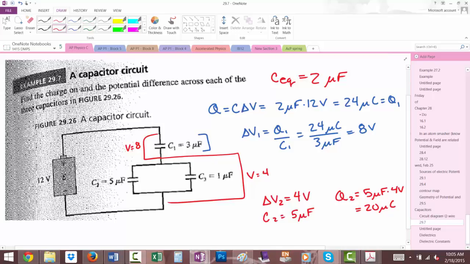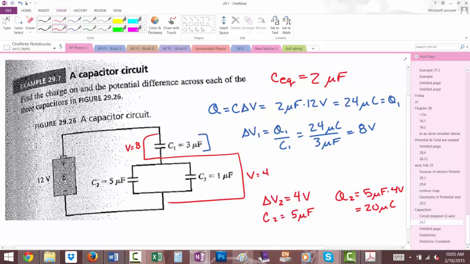Okay. We doing all right? Wait, why? Because in series the charge is the same on all the capacitors. So in series, these charges and these charges are together. Yep. Okay, yeah. And then all right.